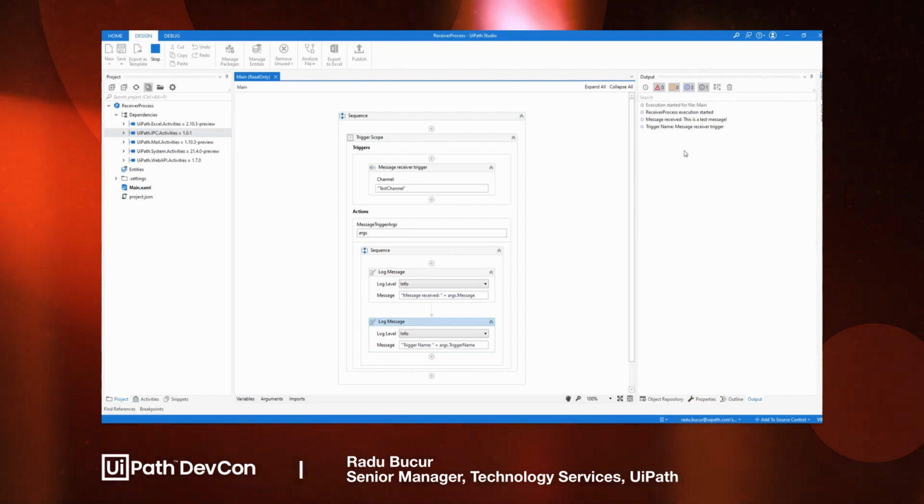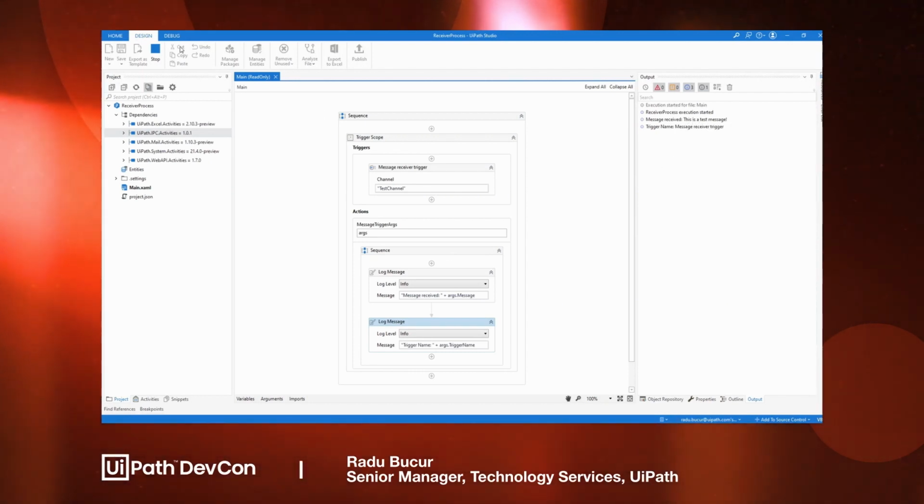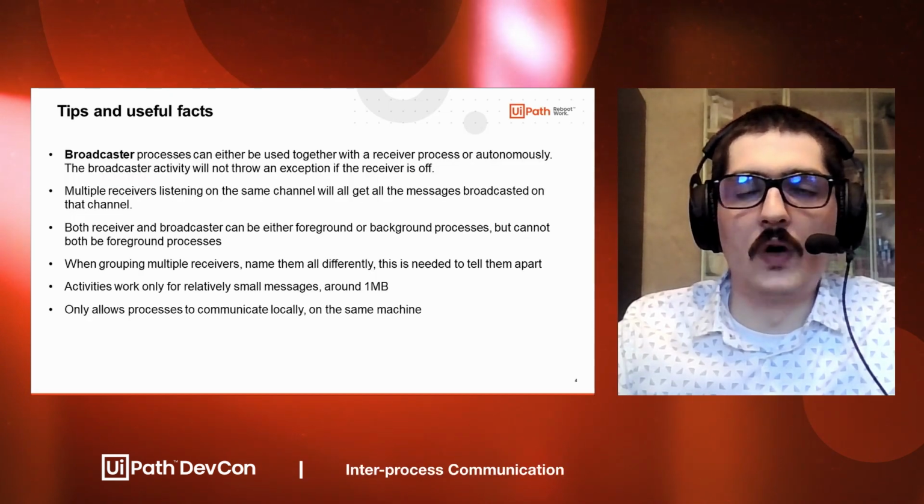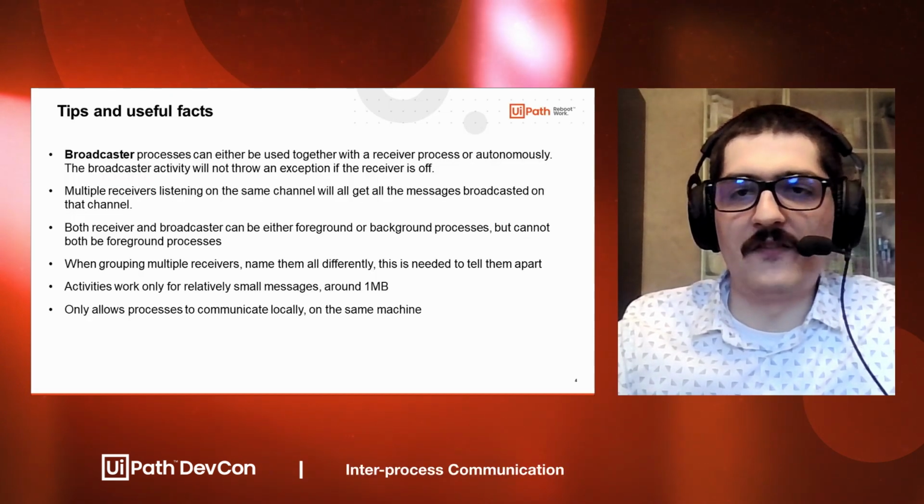You can see here that we have the test message that we set earlier. And we also have the trigger name set correctly. Now we want to finish everything, so let's just stop our receiver too. Now that we got a basic understanding of how these activities work, let's review some useful tips and facts.